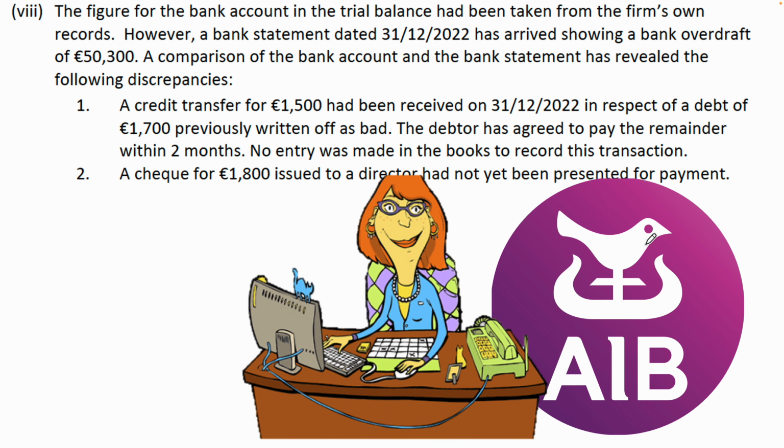Number 1, a credit transfer for 1,500 had been received on the 31st of the 12th, 2022 in respect of a debt of 1,700 previously written off as bad. The debtor has agreed to pay the remainder within 2 months. No entry was made in the books to record this transaction. And number 2, a cheque for $1,800 issued to a director had not yet been presented for payment.